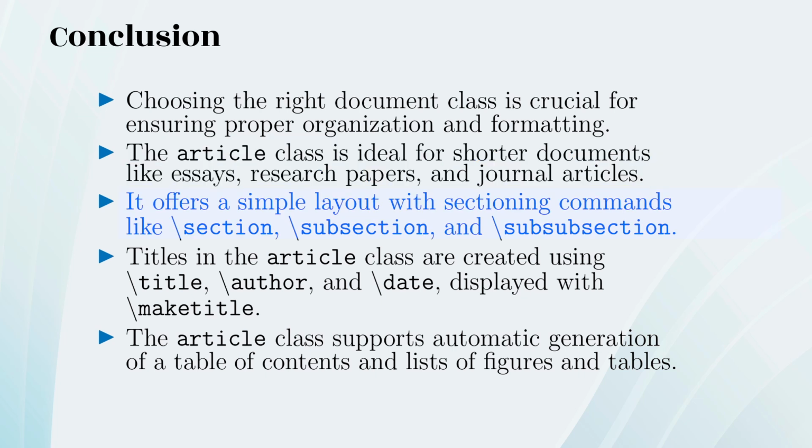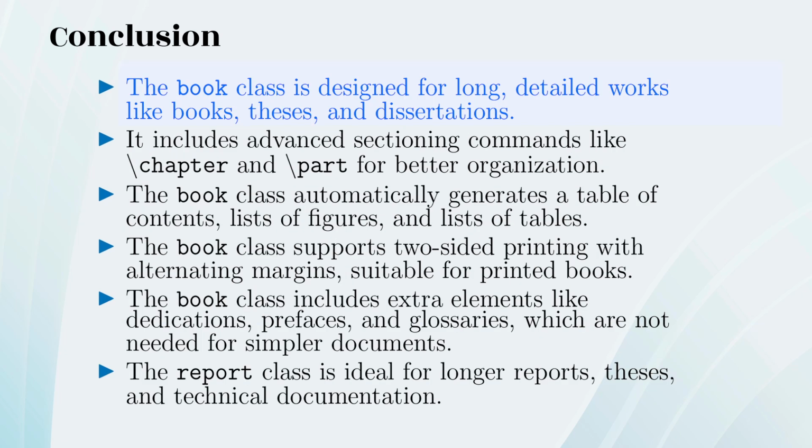The article class offers a simple layout with sectioning commands such as section, subsection, and subsubsection. Titles in the article class are created using the title, author, and date commands, displayed with the maketitle command. The article class supports automatic generation of a table of contents and list of figures as well as list of tables. The book class is designed for long detailed works like books, theses, and dissertations.